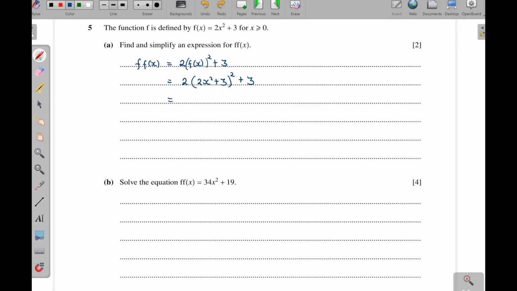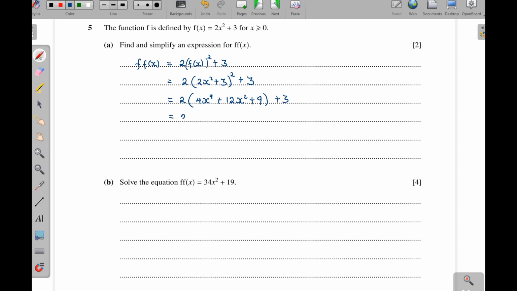Let us first expand here. We are going to have a square here. That will be 4x to the power of 4. Then 2 times 2x squared times 3. That one will give us 4 times 3, that is 12, then x squared, and then square the 3. That one gives us a 9, then plus 3.